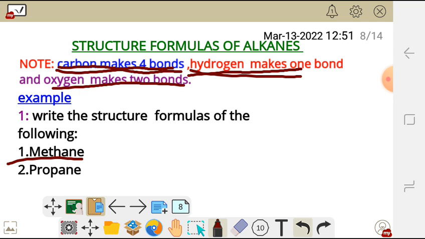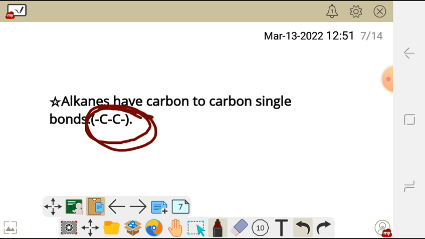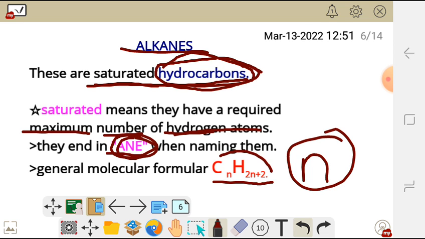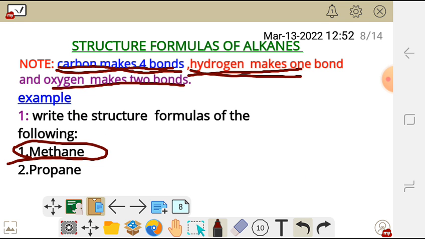But before we draw a structure, we need to come up with the formula for methane. What's the chemical or molecular formula of methane? We use the general formula to come up with a molecular formula for organic compounds which are called alkanes. After knowing the molecular formula, that's when we can draw the structure of that compound.